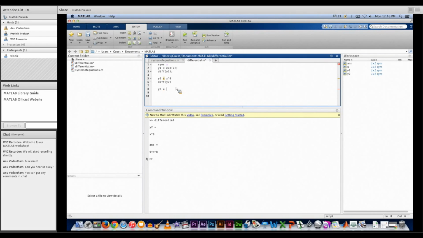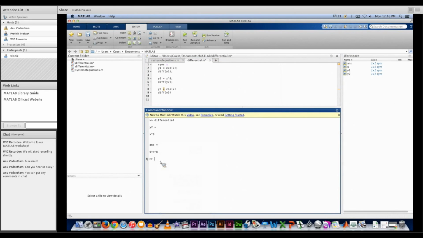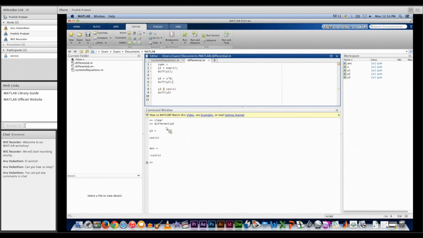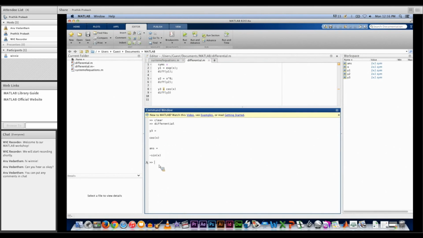So let's do an equation, say cos of x. We all know that the differential of cos of x is minus sine x. Right now I'm putting semicolons after y2. Yes, so y3 is equal to cos x and the differential of that is minus sine x.